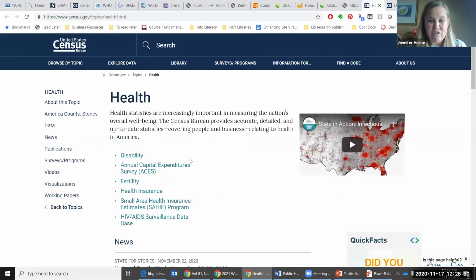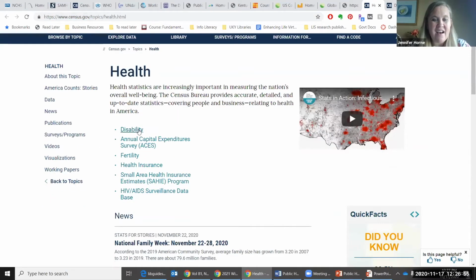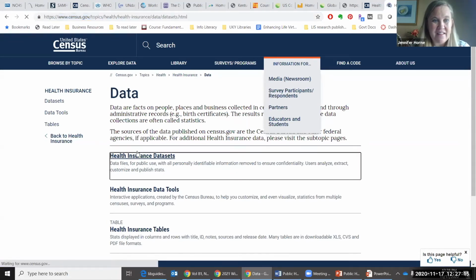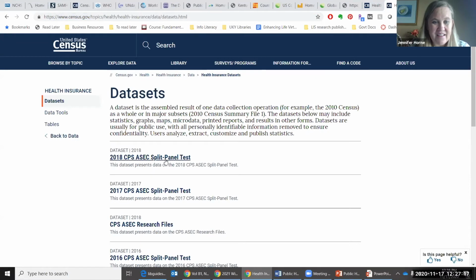This is really what they're most used for. So you can just see these are the types of health statistics the census is collecting. And really the ones that most people see in this field are the health insurance data sets. This is how we find out how many people are uninsured and what types of insurance people have. And so this will open in data.census.gov.